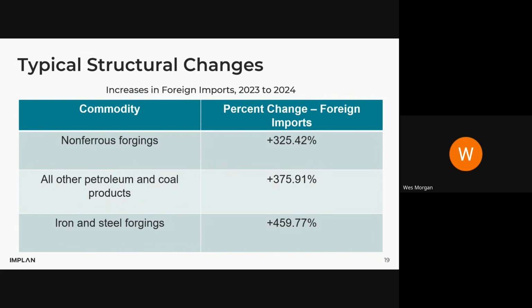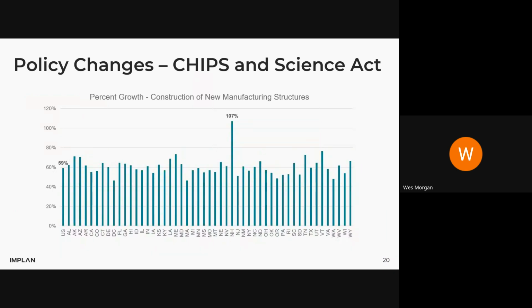Okay, so that kind of is a nice segue into the next reason that economic data might change. And one of the most important reasons is policy, changes in policy. So to illustrate this type of a change, I chose the CHIPS and Science Act as an example. This legislation was passed in 2022, but most of its core consequences were meant to come into effect through 2023 and 2024.